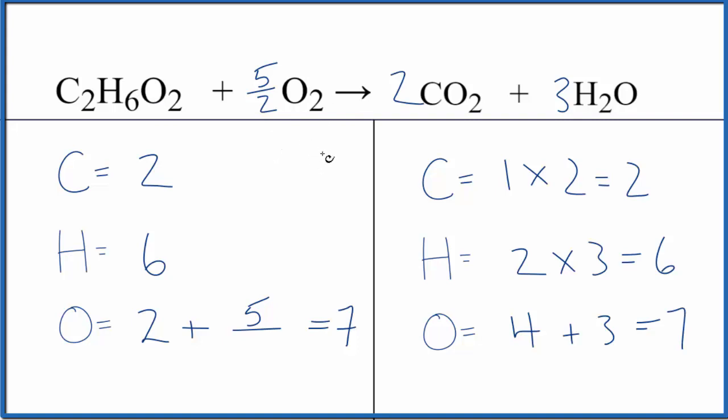Some teachers don't like having fractions. In that case, we're going to multiply everything here by 2. That way, that'll get this to be a whole number. So when we do that, we end up with the same ratio as before, it's just that now we have whole numbers. So this is kind of a tough one to balance. This is Dr. B with the balanced equation for C2H6O2 plus O2. Thanks for watching.